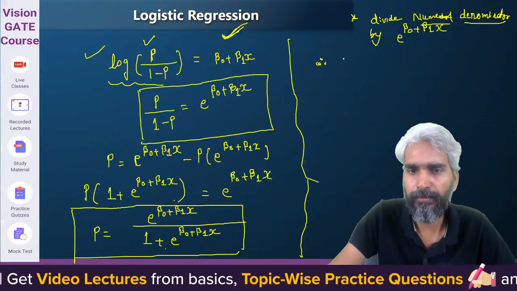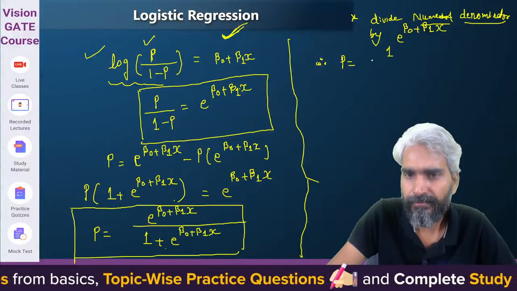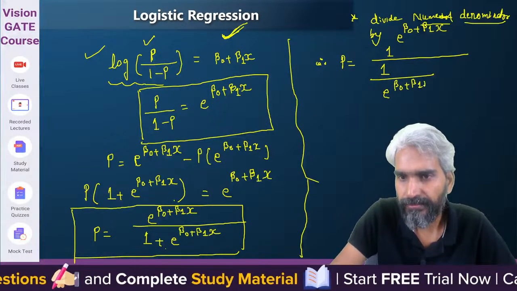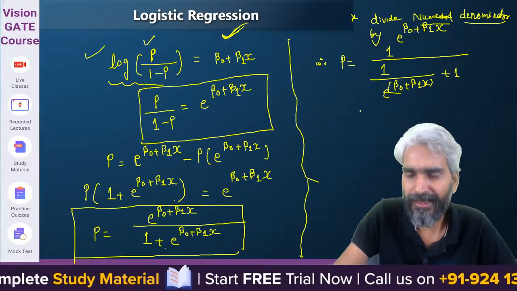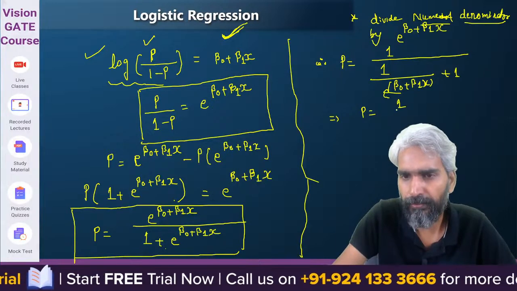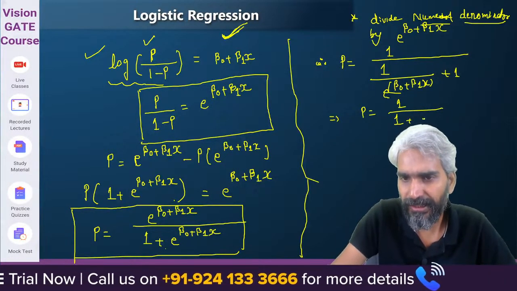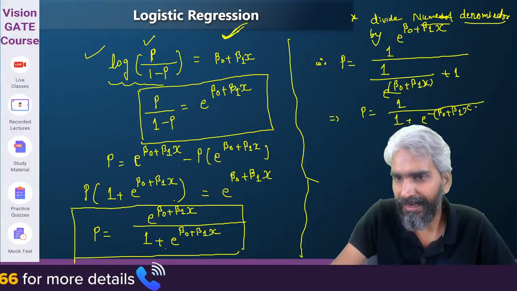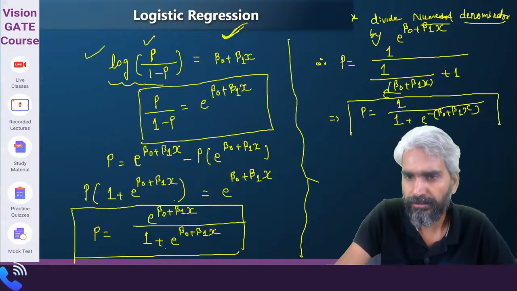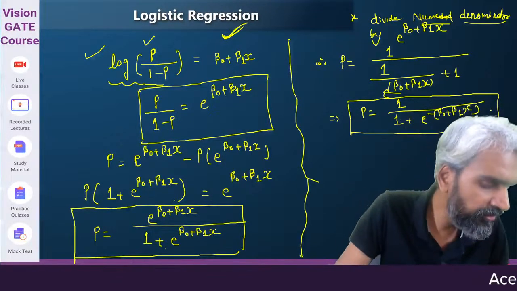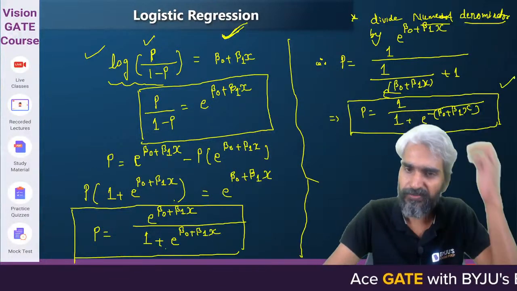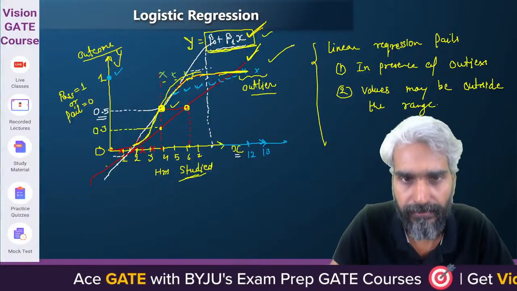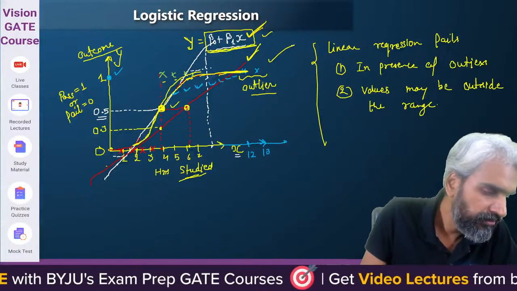Right? So what will it become? Therefore, what will be p? This will become 1, this will become 1 upon e raised power beta 0 plus beta 1x, and this thing will become 1. So I can rewrite it as 1 upon 1 plus e raised power minus of beta 0 plus beta 1x. Got the idea why this probability function is used in logistic regression? Because this function will squash your linear line into the range 0 and 1. Clear?